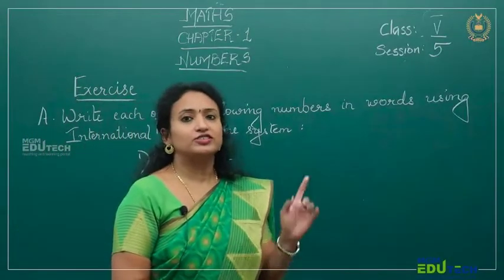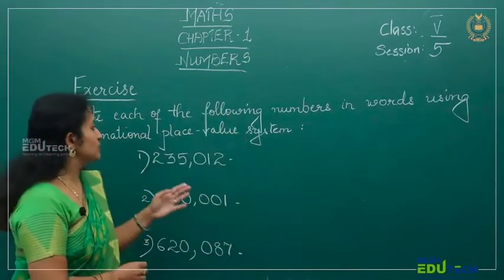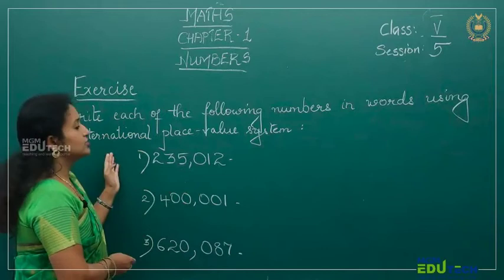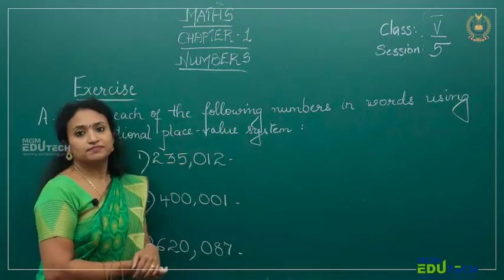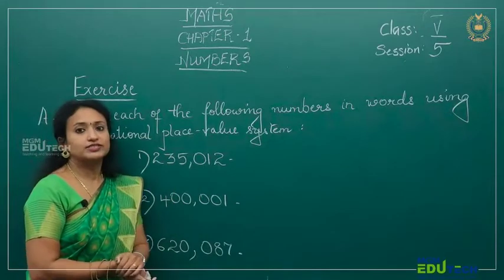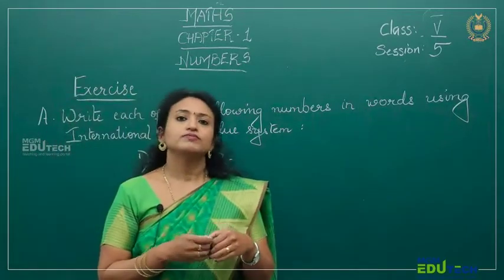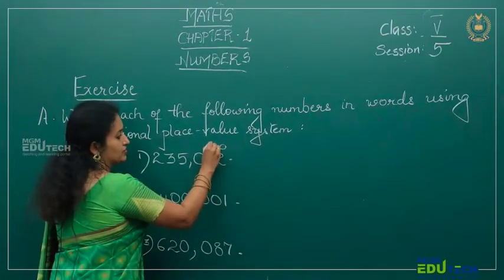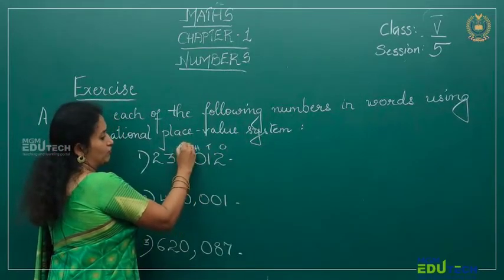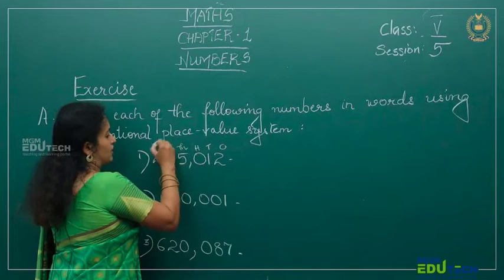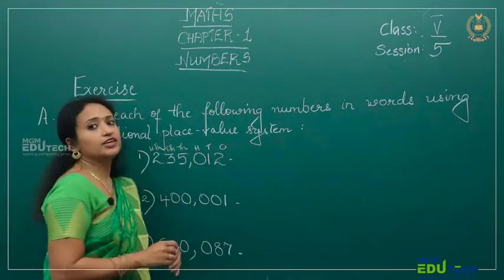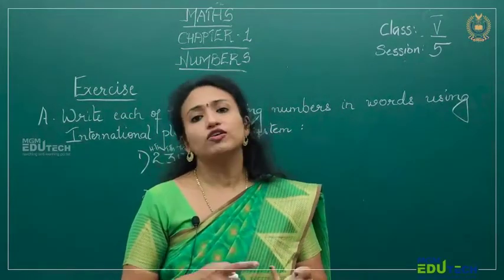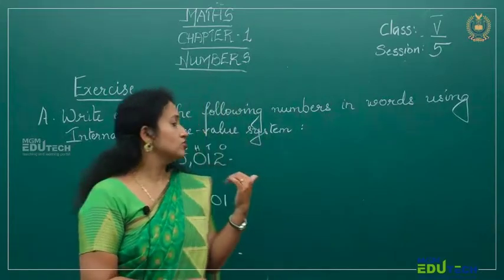Okay children, so let's do an exercise. This is the first question. Write each of the following numbers in words using the international place value system. When you get a number like this, you have to write it in words. So what is the first step you do? Yes, write the places on the top: ones, tens, hundreds, then thousands, 10,000s and 100,000. If you are very thorough with your place value chart, either Indian or international, you don't have to write the places on the top.